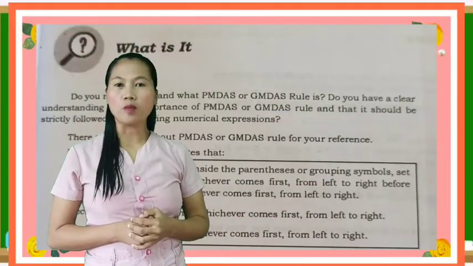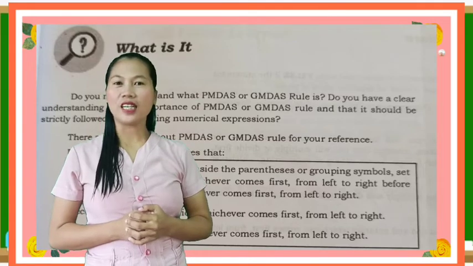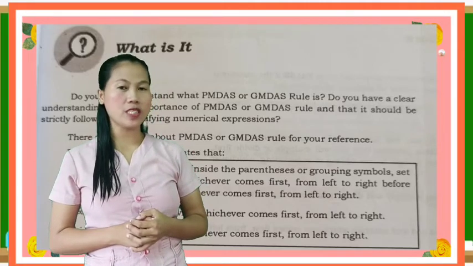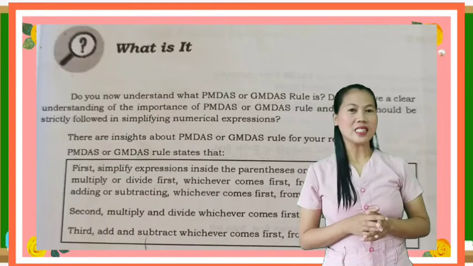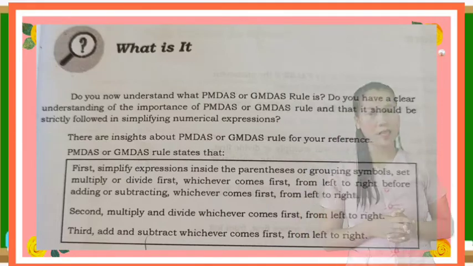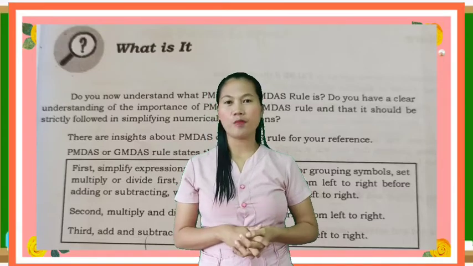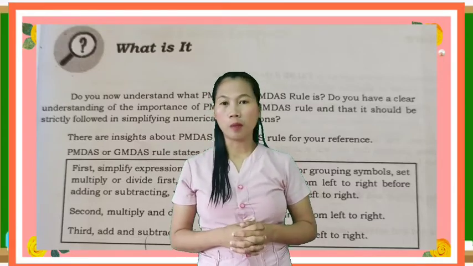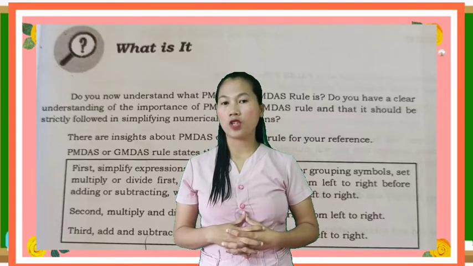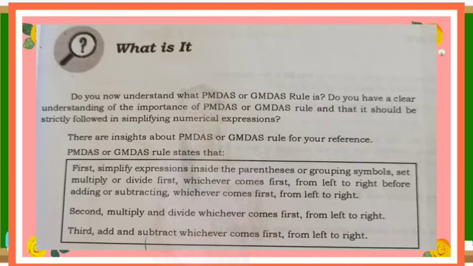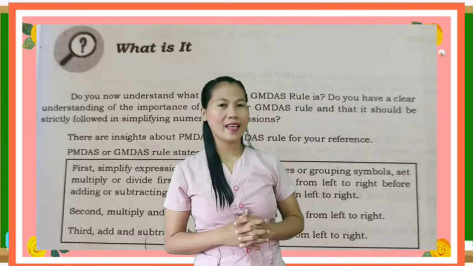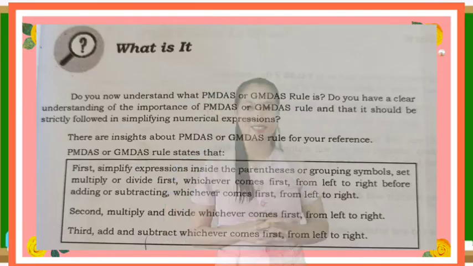Do you now understand what PMDAS or GMDAS rule is? Do you have a clear understanding of the importance of PMDAS or GMDAS rule and that it should be strictly followed in simplifying numerical expressions? There are insights about PMDAS or GMDAS rule for your reference. First, simplify expressions inside the parentheses or grouping symbol. Second, multiply and divide whichever comes first from left to right. Third, add and subtract whichever comes first from left to right.